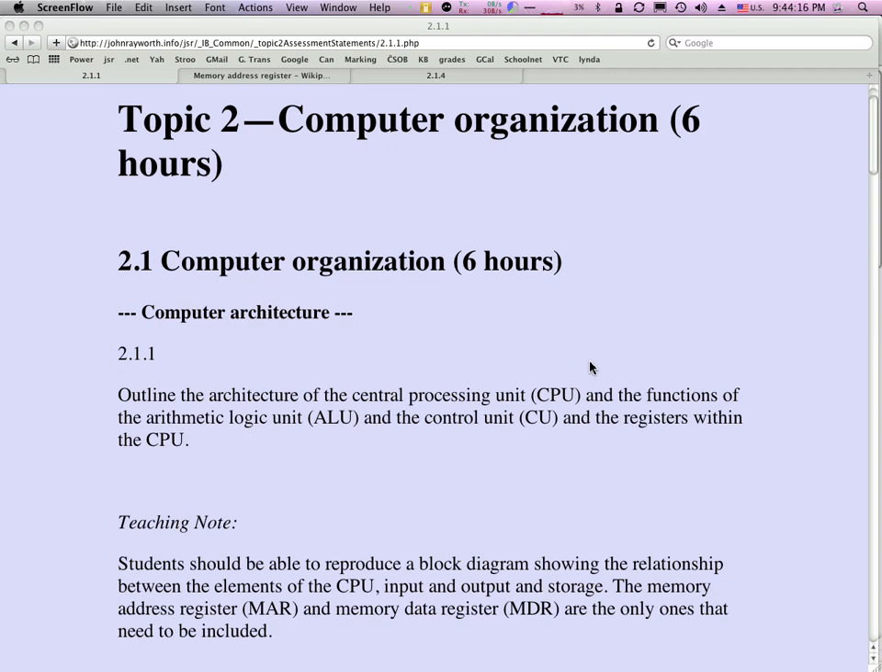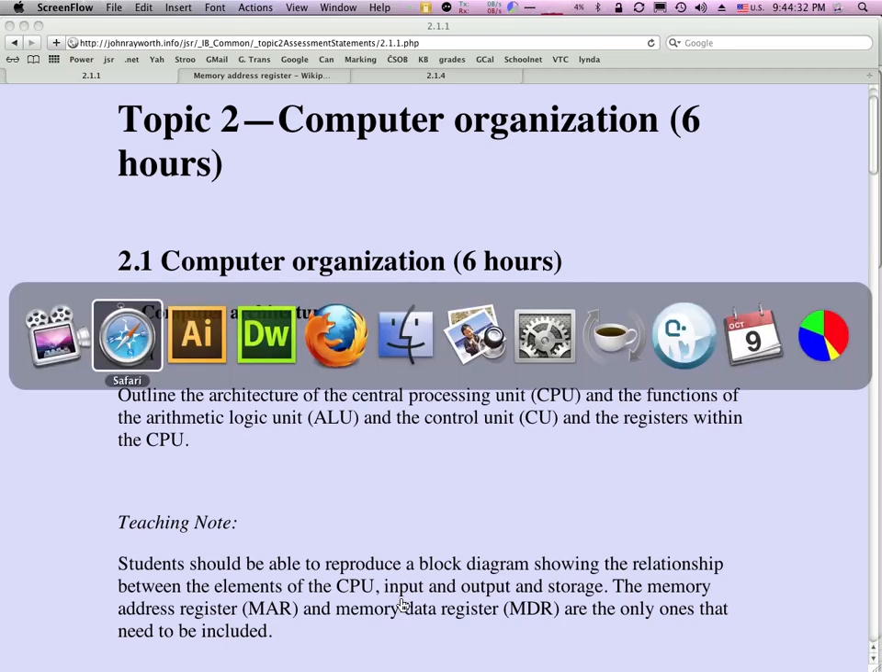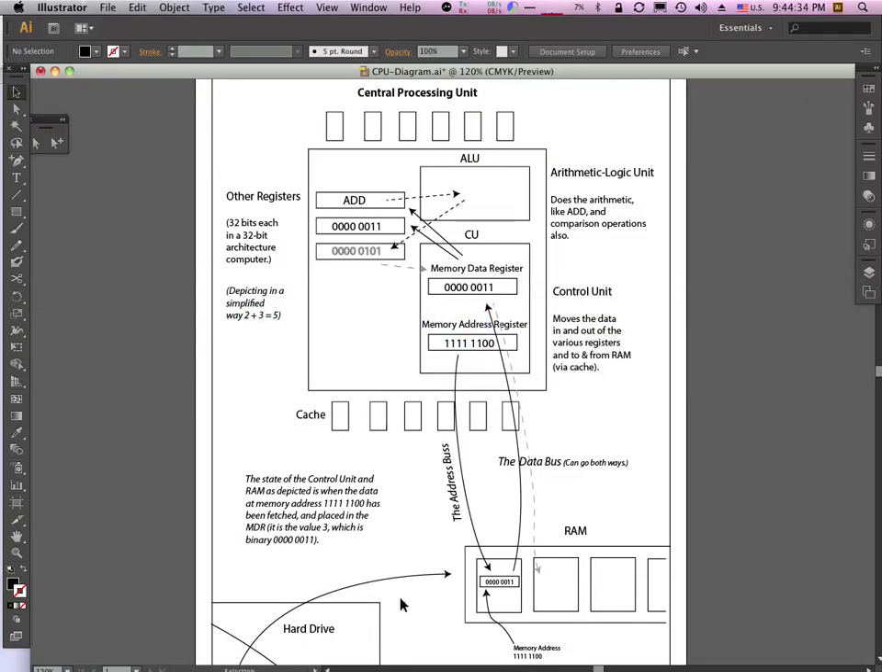Topic 2.1.1 wants you to be able to outline the architecture of the CPU, including the ALU and the control unit, and also be able to talk about the memory address register and the memory data register. So here's a diagram. I've included other stuff, so I'll explain the other stuff first.